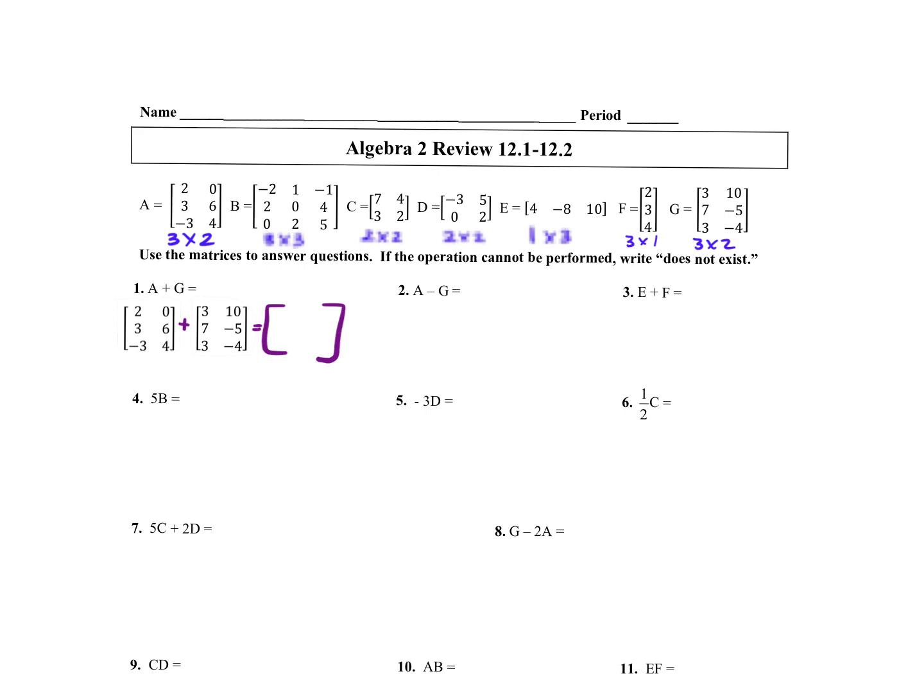So the first one here is going to be top left plus top left equals top left. So 2 plus 3 is 5. 0 plus 10 is 10. 3 plus 7 is 10. 6 plus a negative 5 is 1. Negative 3 plus 3 is 0. And then 4 plus a negative 4 is also 0. So this will be A plus G.